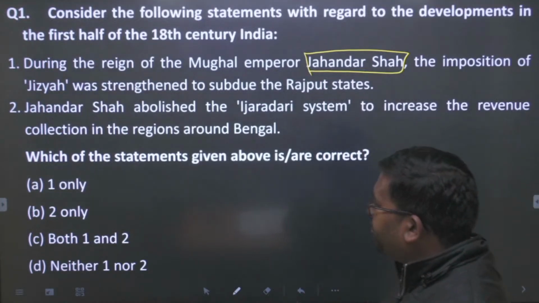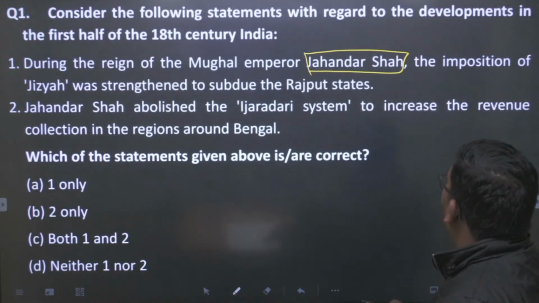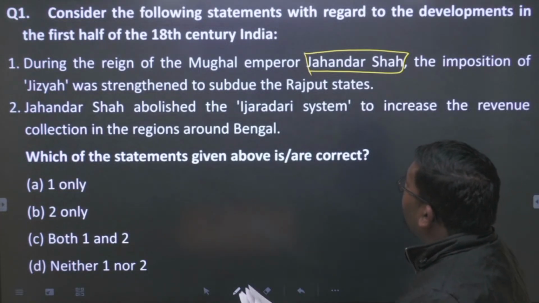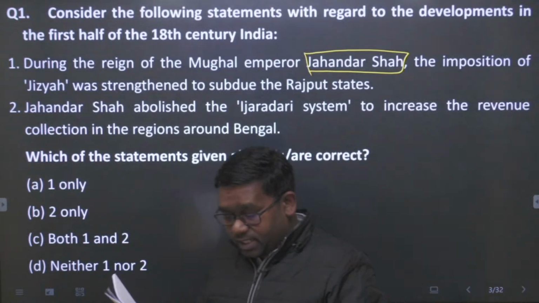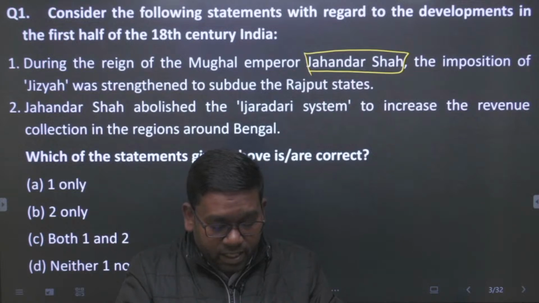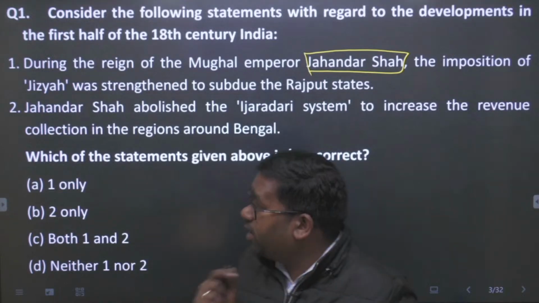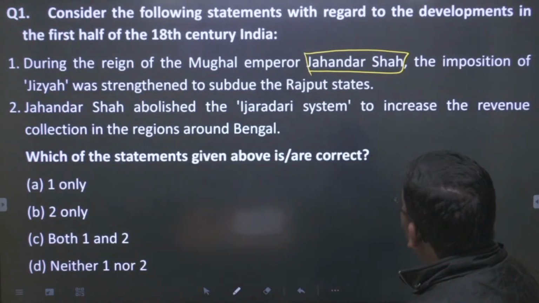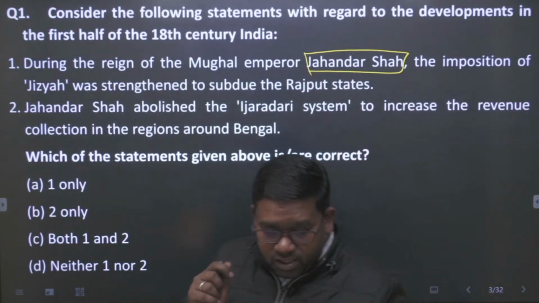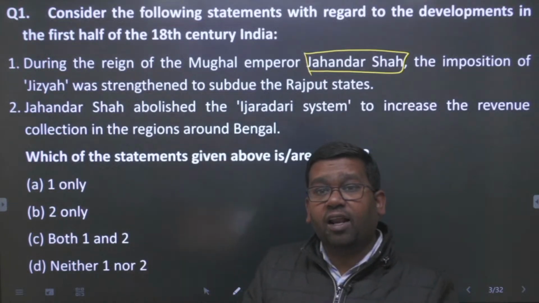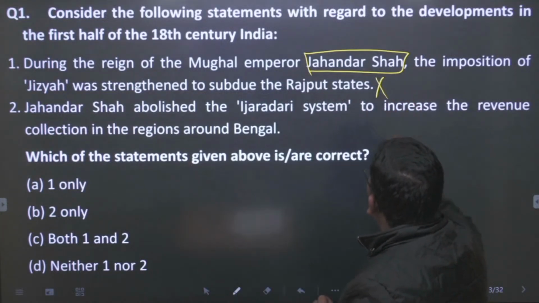So, during the reign of Mughal Emperor Jahandar Shah, the imposition of jizya was strengthened to subdue the Rajput states. Do you know that especially at this time, Zulfikar Khan had made an attempt to improve the finances and check these systems, and it was not Jahandar Shah who did this. This is done especially in the time of Zulfikar Khan. So this statement is technically false.